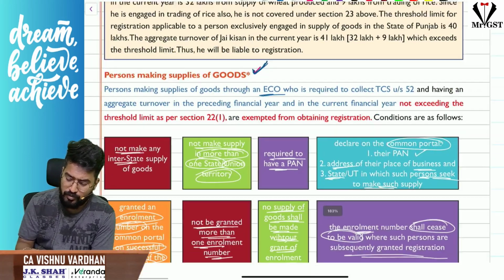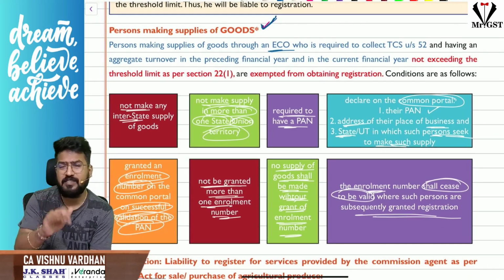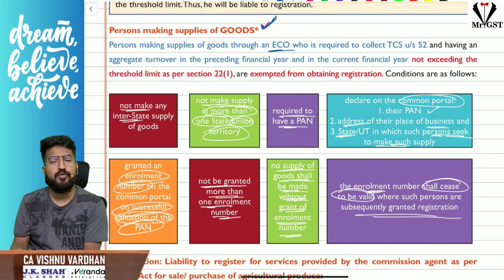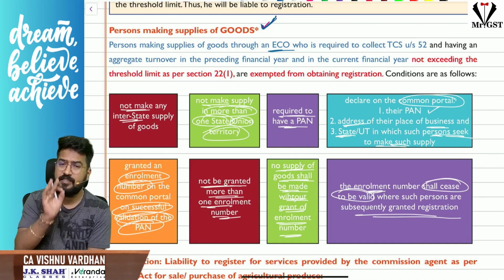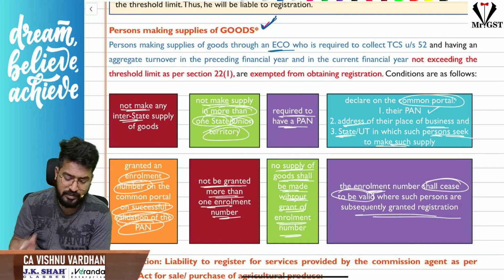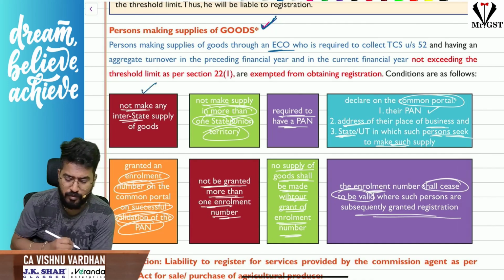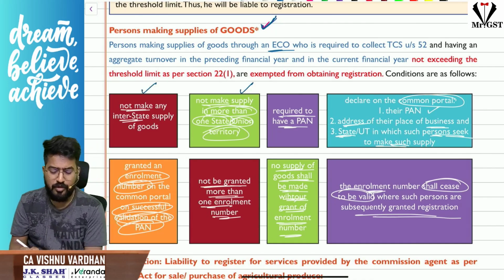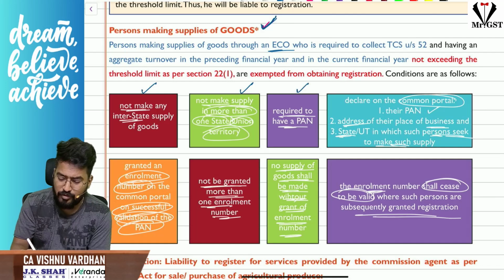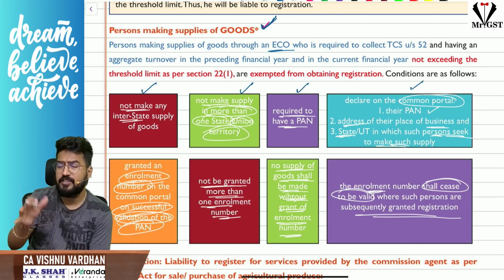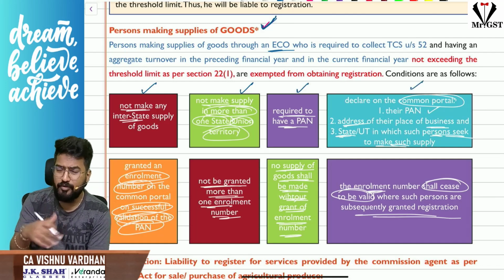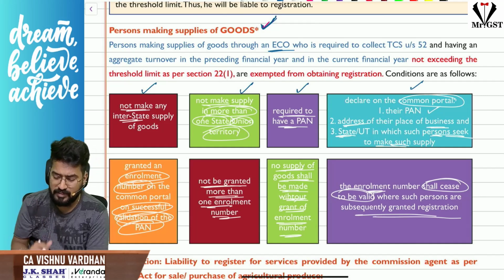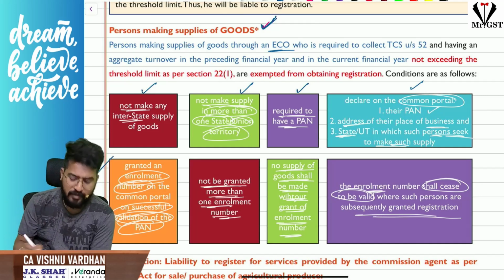Now they brought in a procedure where, if you are a person dealing with goods also, you can happily go through an e-commerce operator, make sales, and enjoy the threshold limit for registration. But the condition is, you should not make any interstate supplies and you should not make supplies in more than one state. You should have a PAN and declare that PAN in the GST common portal, give your address, the place of business, all that stuff, and the state, and you will get one enrollment number.